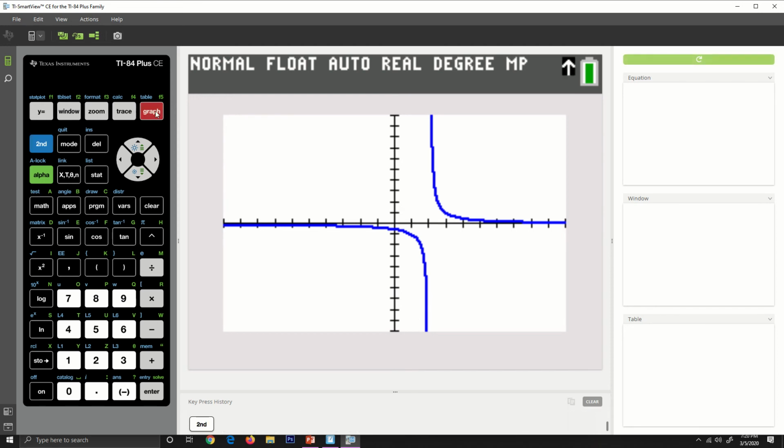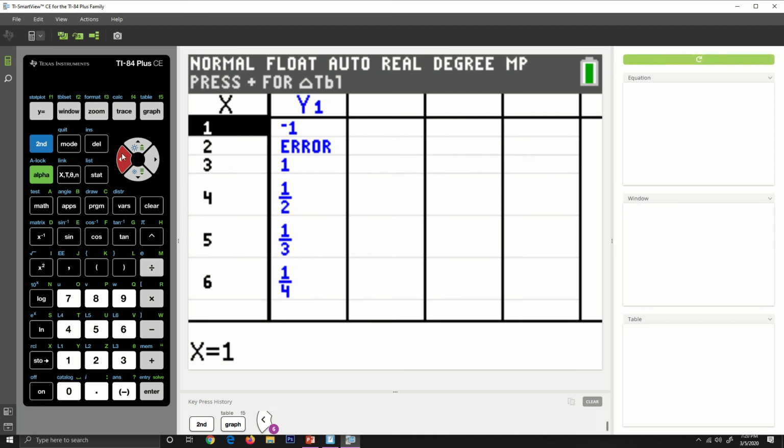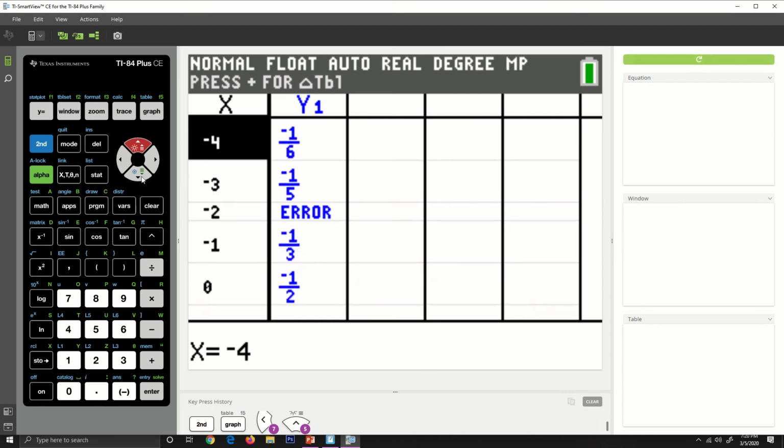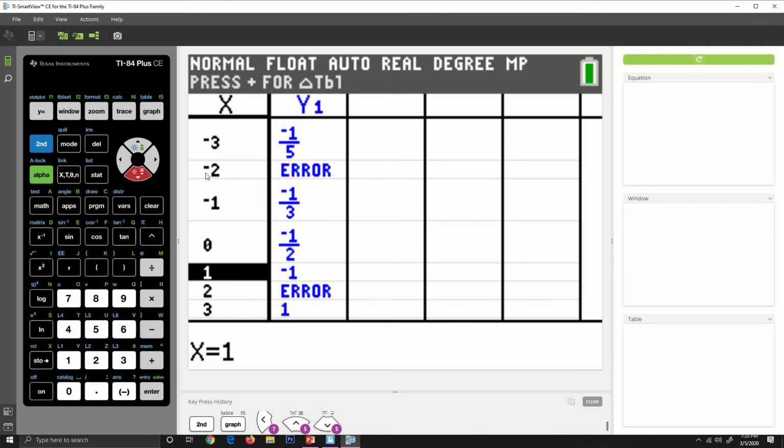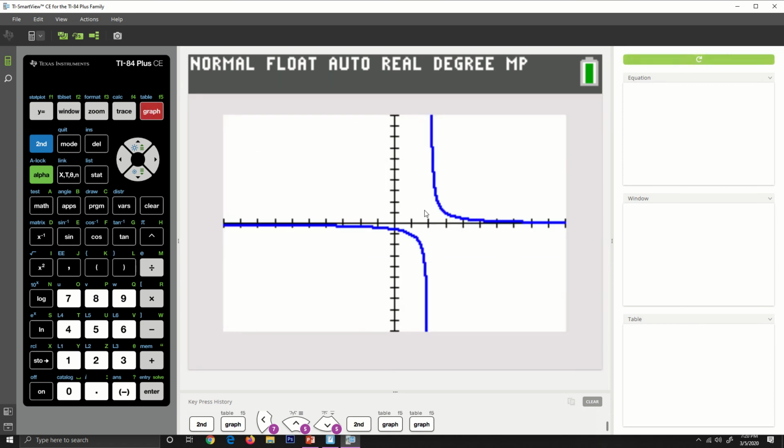Now, if I look at my table, at both -2 here and at +2 here, we still have the error, but on the graph, because the x minus 2 didn't reduce with the numerator, I get a vertical asymptote. Because the x plus 2 reduced with the numerator, I don't get a vertical asymptote. There's actually a hole there.